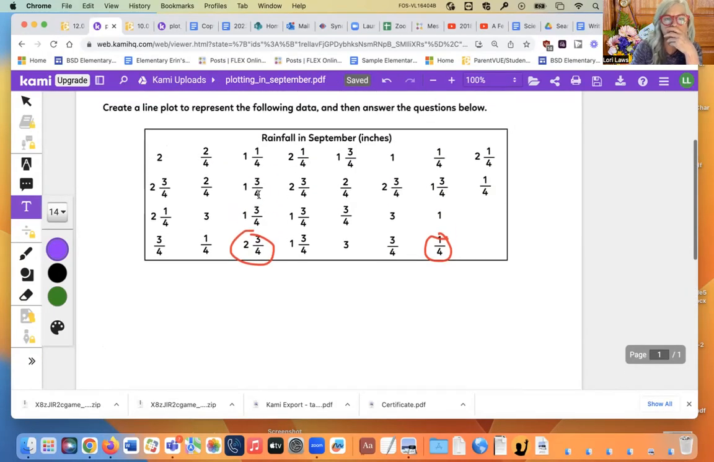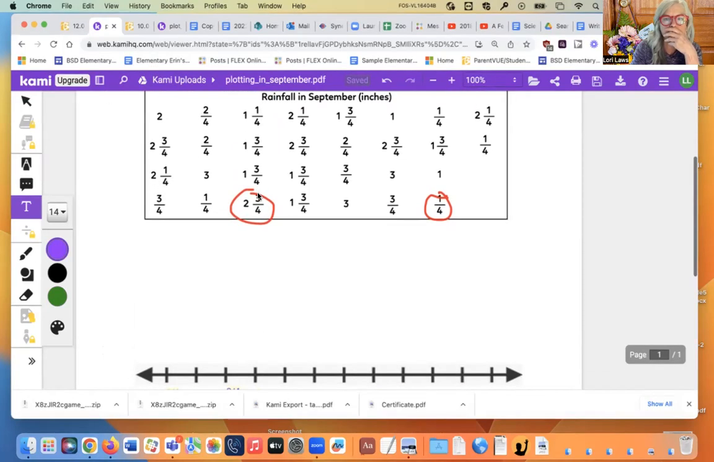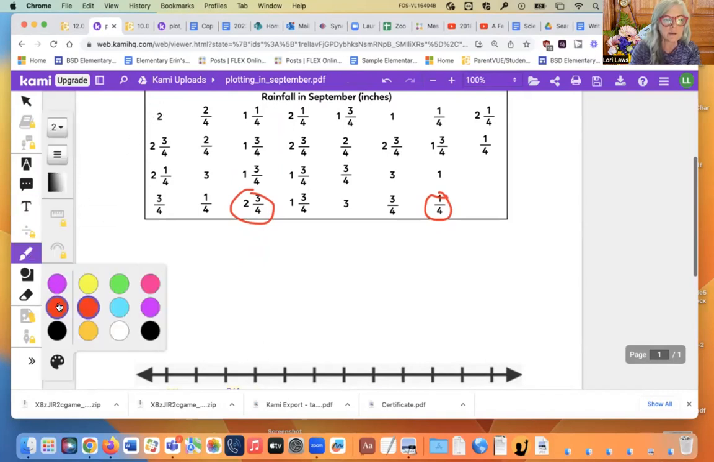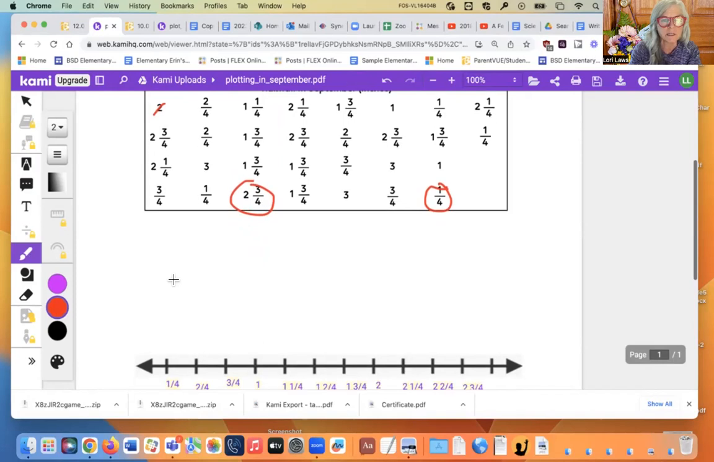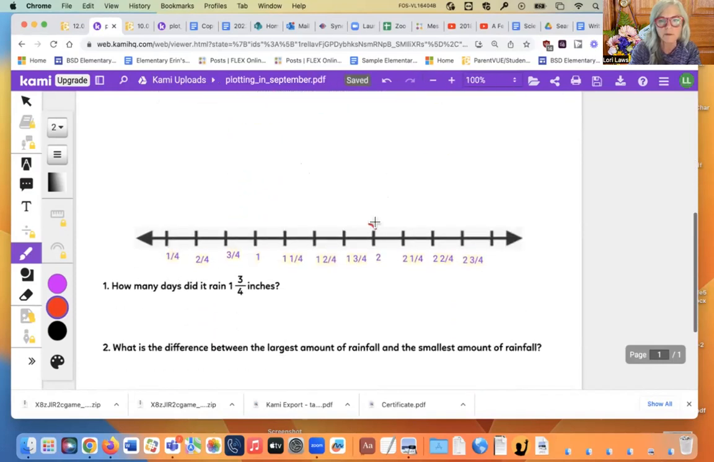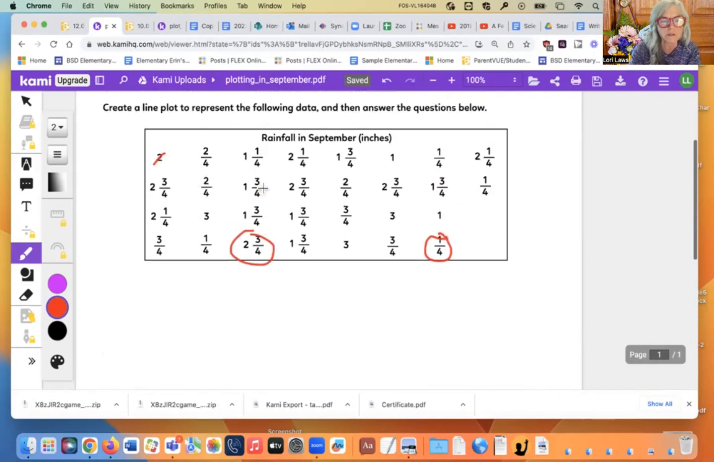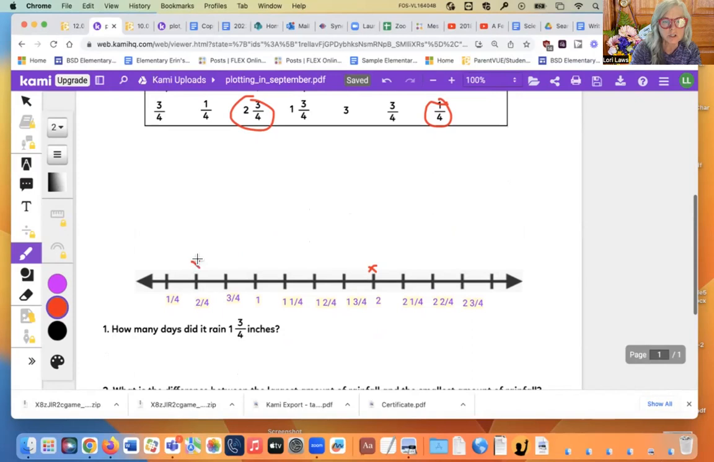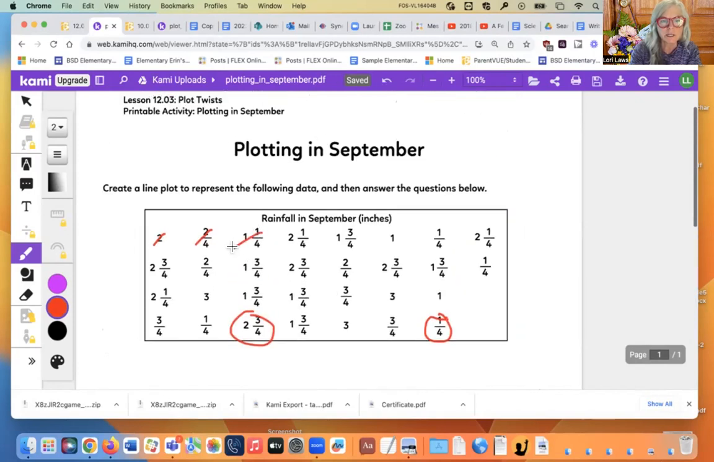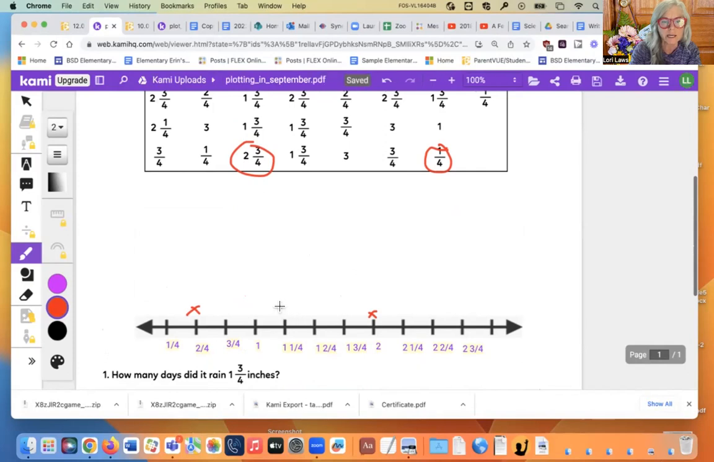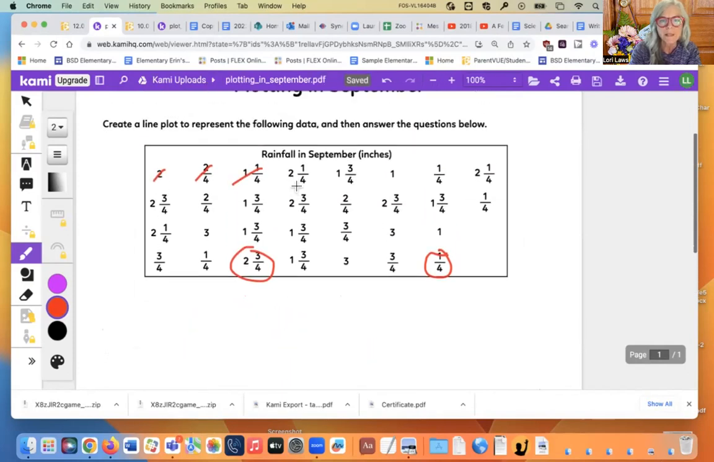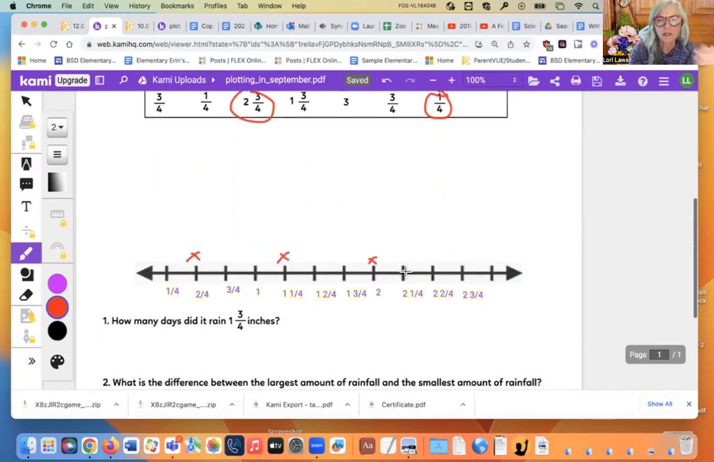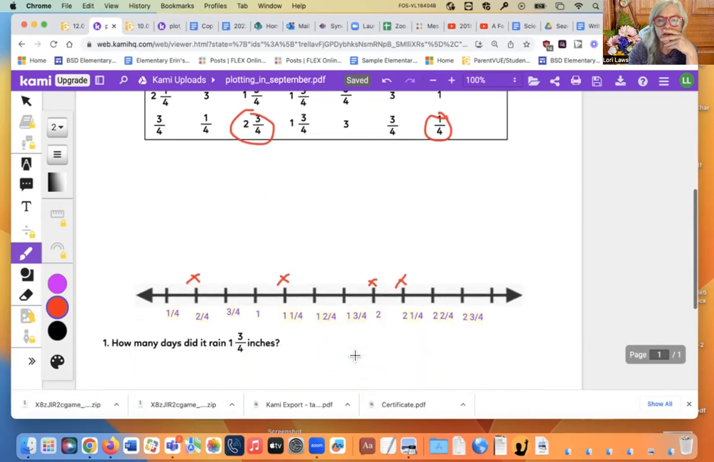Now I got to plot all of these. So I'm going to go in here and I'm going to plot my 2. I'm going to have my X and I'm going to draw it out, put it on 2. And I'm just going to use it like this because I don't want to go between the two tools. 2 2/4, 2/4. I like to go in order just to be really careful. 1 1/4, so I don't forget anybody. 2 1/4. 1 3/4.